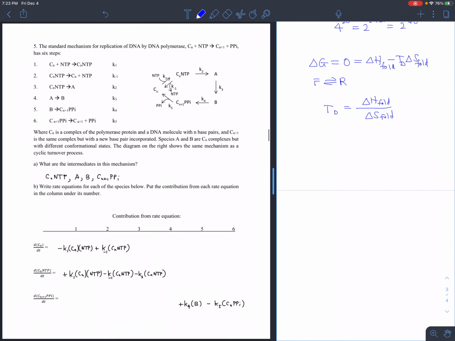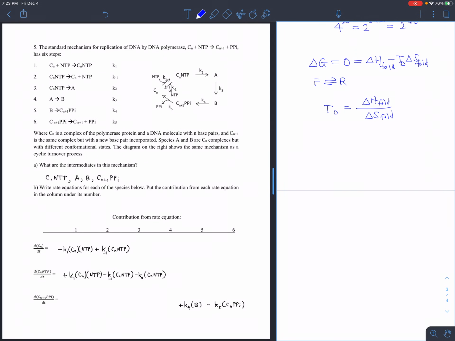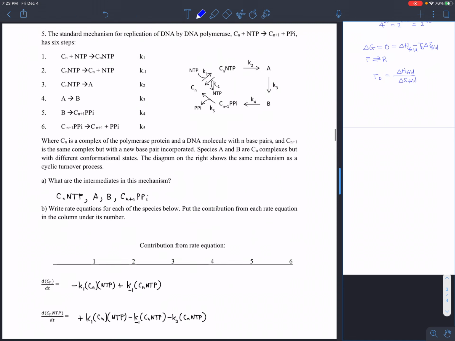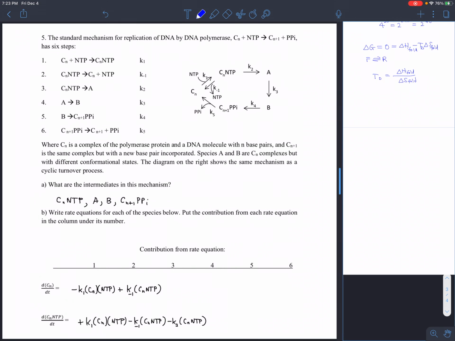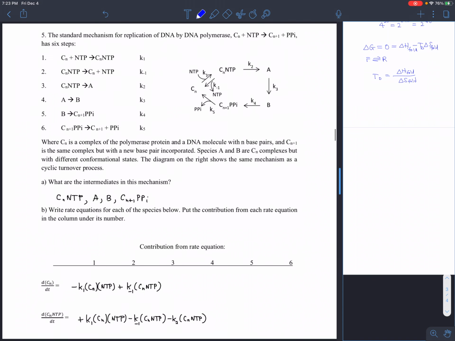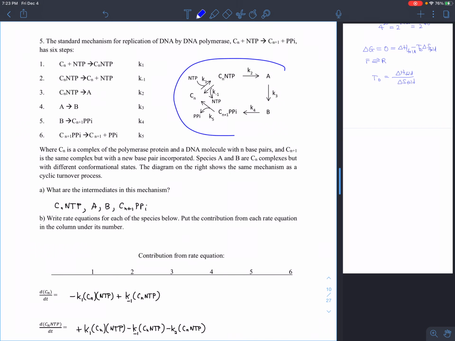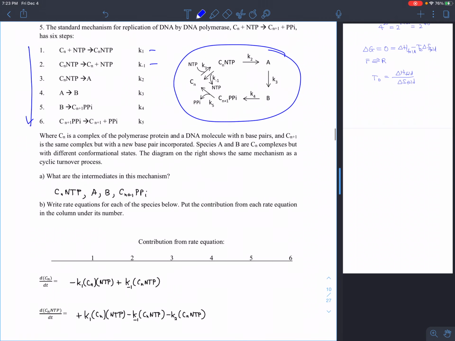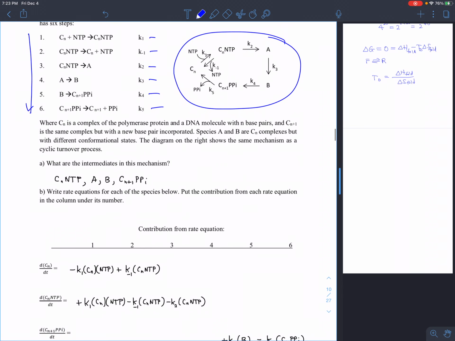Number 5 looks complicated because it's a long bit of verbiage there, but it's actually fairly straightforward and simple. So let's read it again. The standard mechanism for replication of DNA by DNA polymerase is this mechanism, which we looked at extensively in the lectures, of course, and here's that mechanism written out in steps. Notice K1, K minus 1, K2, K3, K4, K5. So a total of 6 different steps, 6 different rate constants.